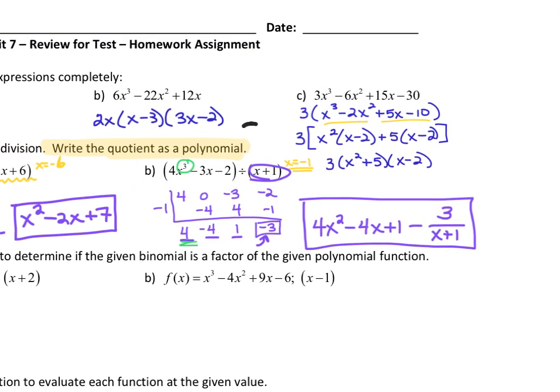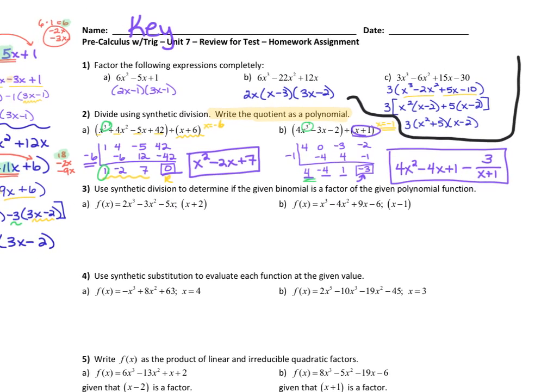Let me just make sure that it's obvious which problem is which. All right.